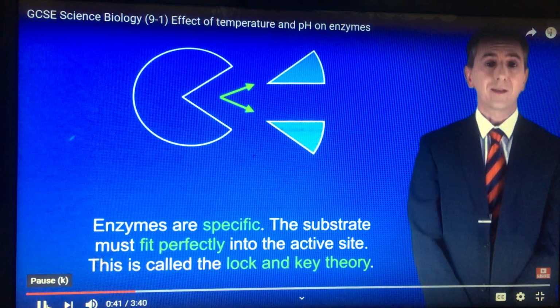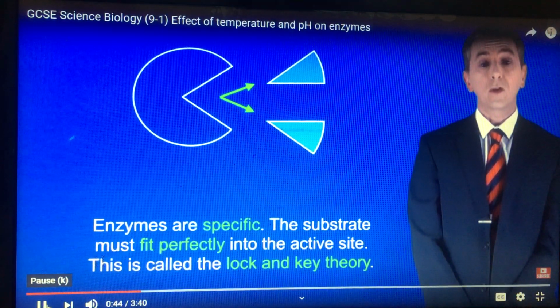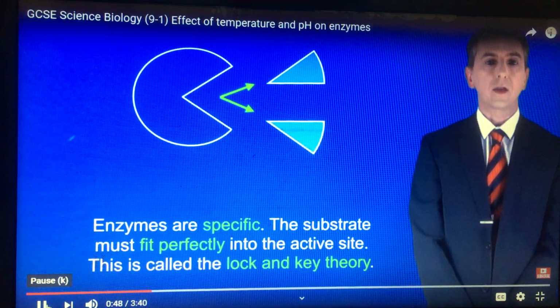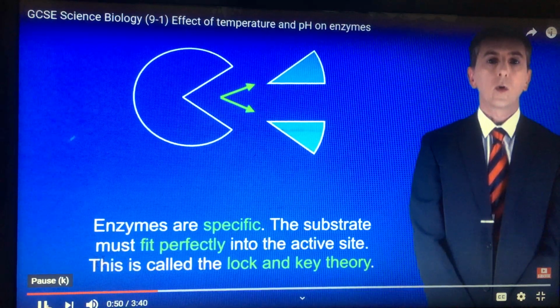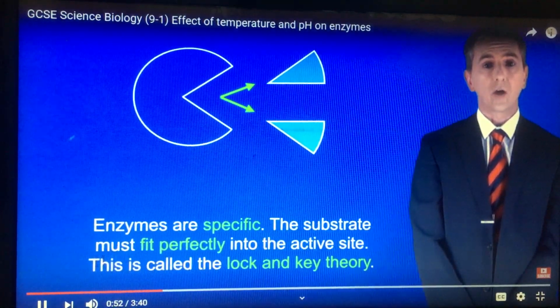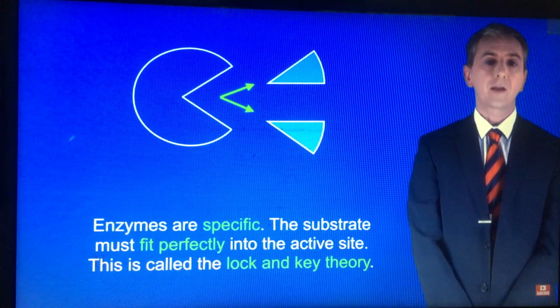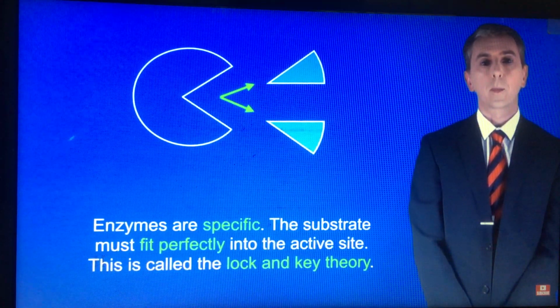Remember that enzymes are specific, and that's because the substrate must fit perfectly into the active site. That's called the lock and key theory. So we're going to start by looking at the effect of temperature on the rate of an enzyme catalyzed reaction. I should point out that this is a very common exam question, so you need to learn it.